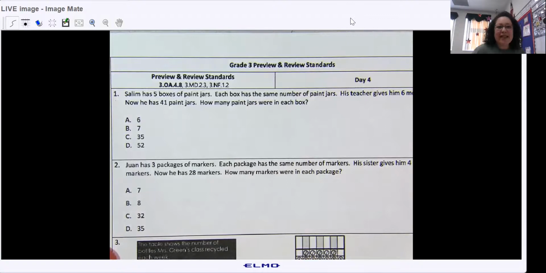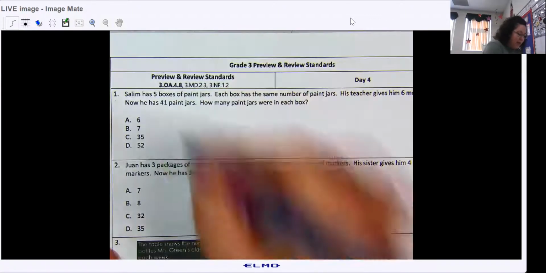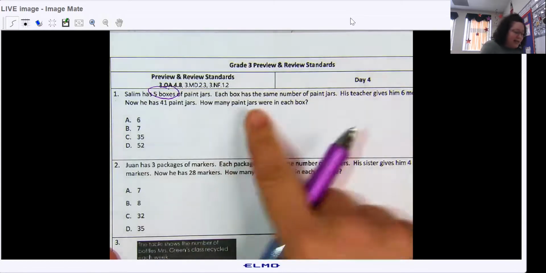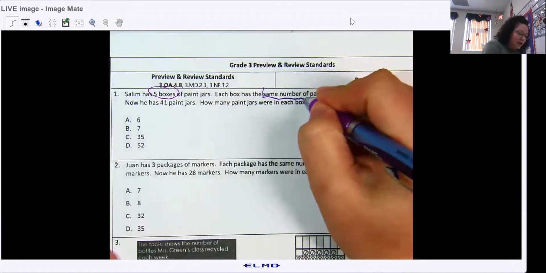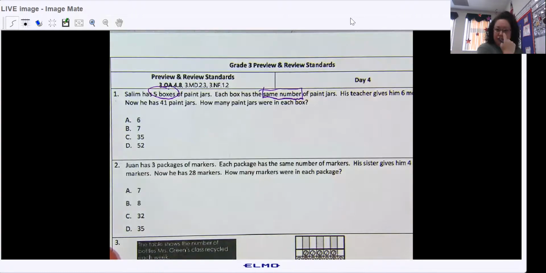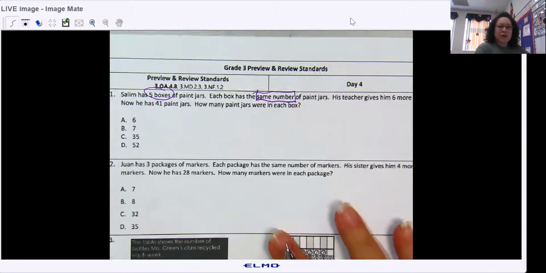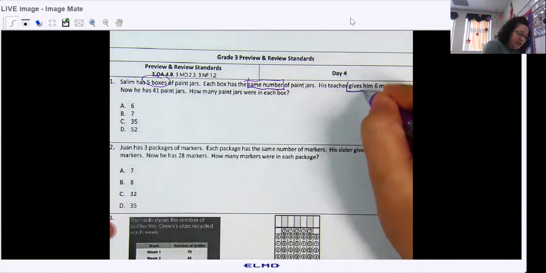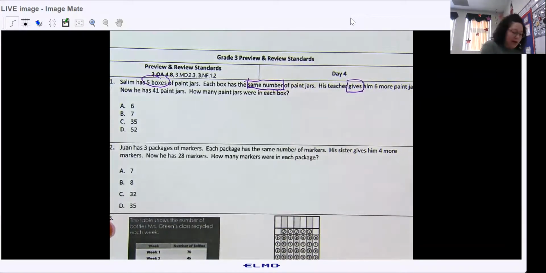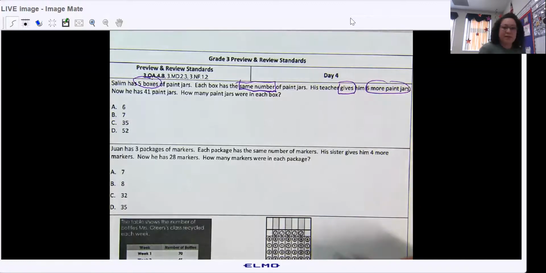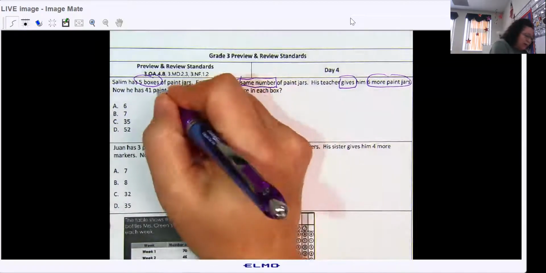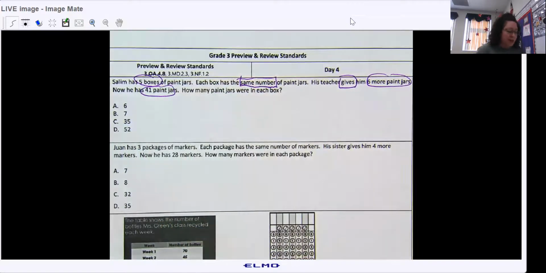Number 1, Salem has 5 boxes of paint jars. Remember, what I do, you do. Each box has the same number. That's a clue, right? Box are clues. His teacher gives him, he's getting more, 6 more paint jars. There's a lot of information. Now he has 41 jars. How many paint jars were in each box?